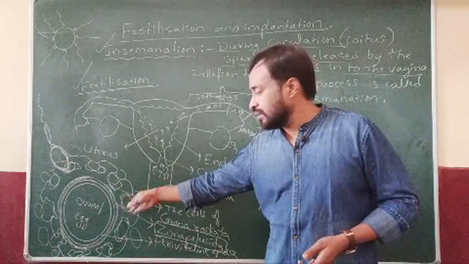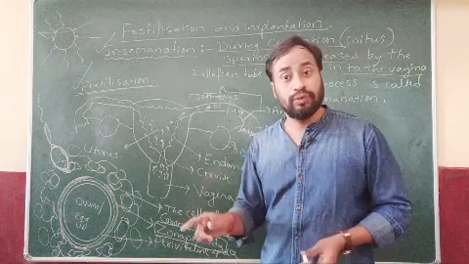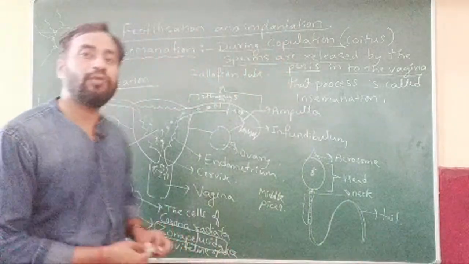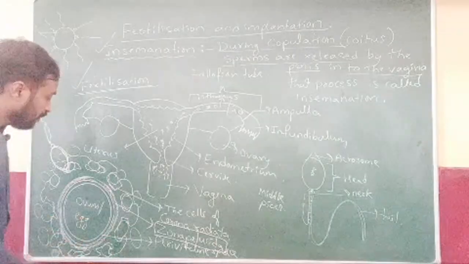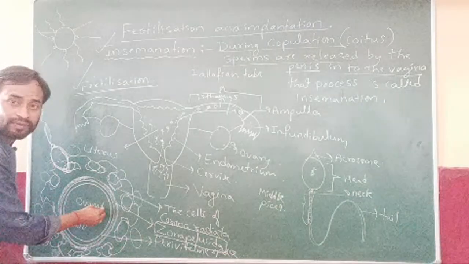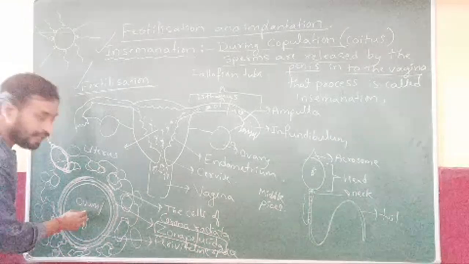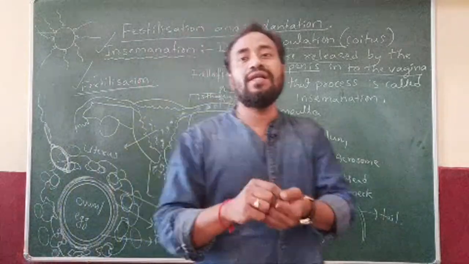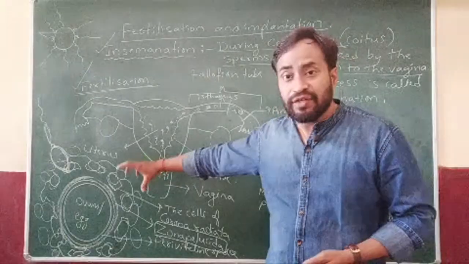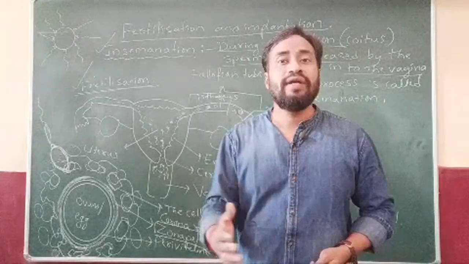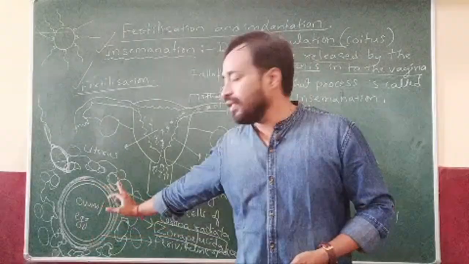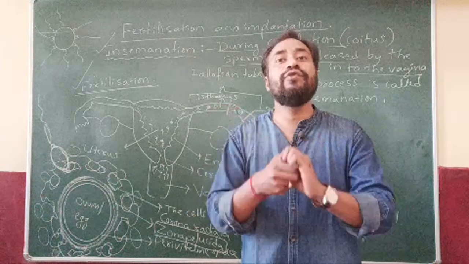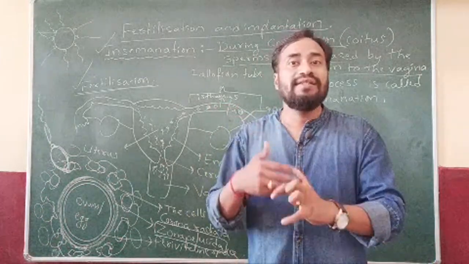This is how this secondary oocyte will complete its meiosis II. After completion of it, it becomes an ovum, a mature ovum. Then what happens? The free nuclei of the sperm and the free nuclei of the egg get fused to each other. That is fertilization, or syngamy, because the male nuclei genetic material and the female nuclei genetic material are fusing. Now the cell becomes diploid.